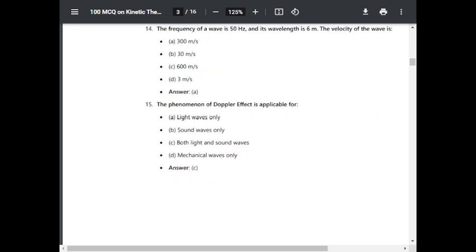Question number 15. The phenomenon of Doppler effect is applicable for: option A, light wave; option B, sound wave; option C, both light and sound wave; option D, mechanical waves only. The correct answer is C, both light and sound wave. The Doppler effect is applicable for both light and sound waves.